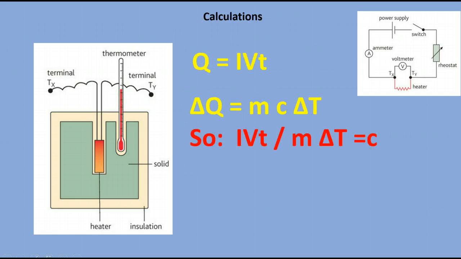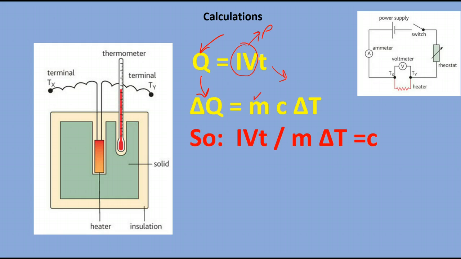How do we calculate it? Well, the energy in to the block is going to be equal to the power, P is IV, times the time over which it's running. So we're also going to have to measure the time that we're heating the object up for. Once I have a Q, an energy in from Q is IVt, I can substitute that into delta Q in my equation.